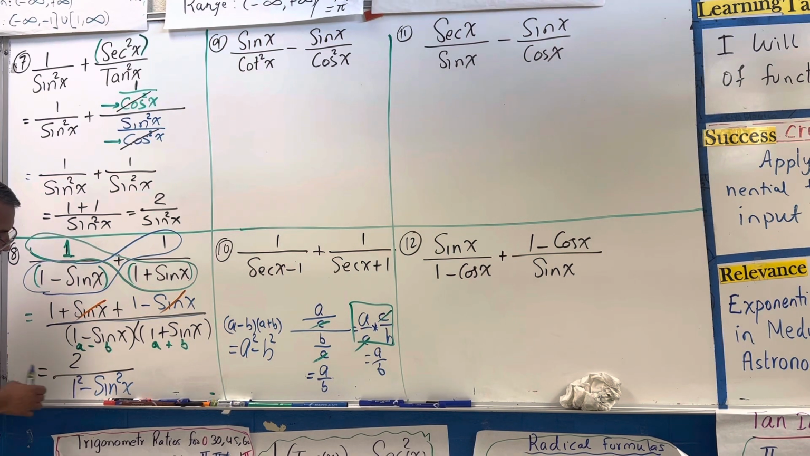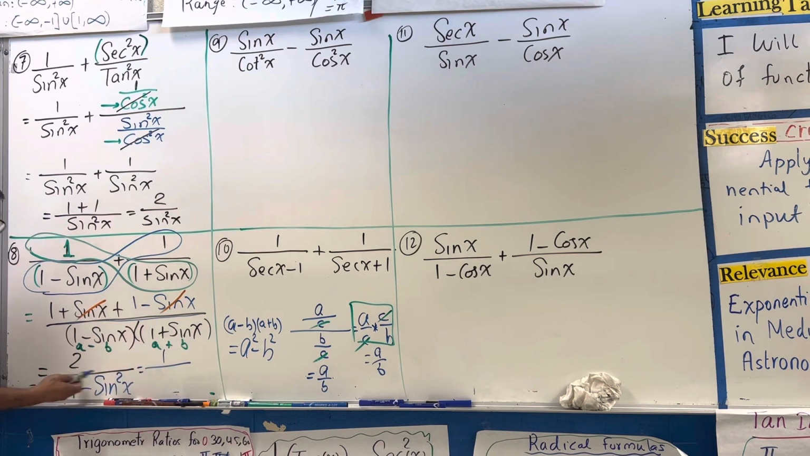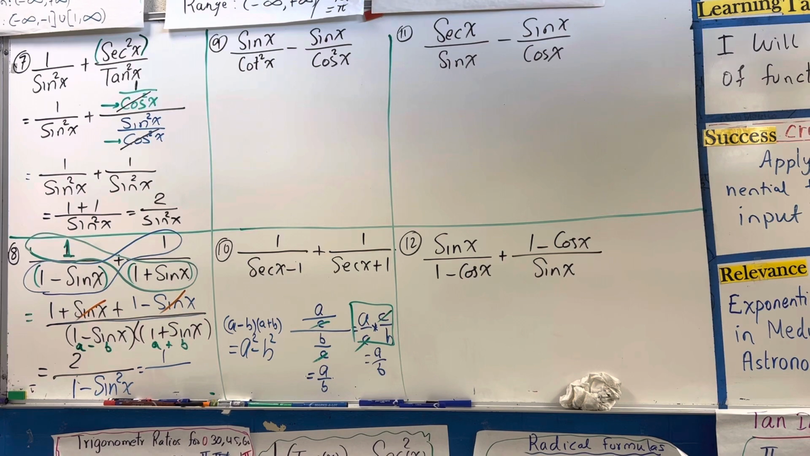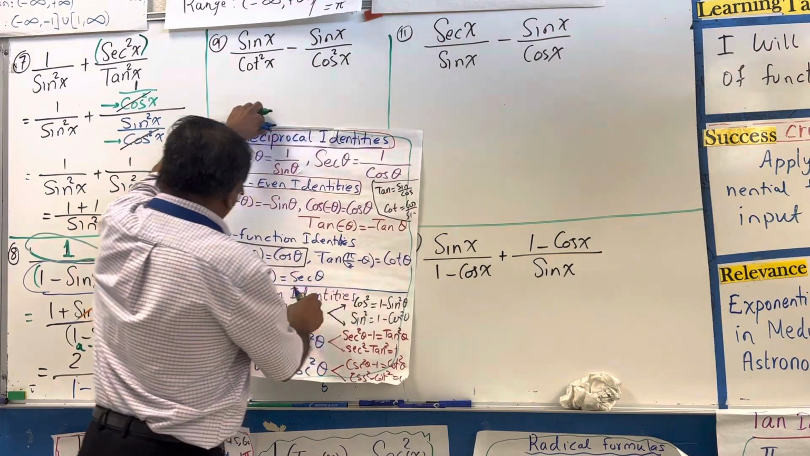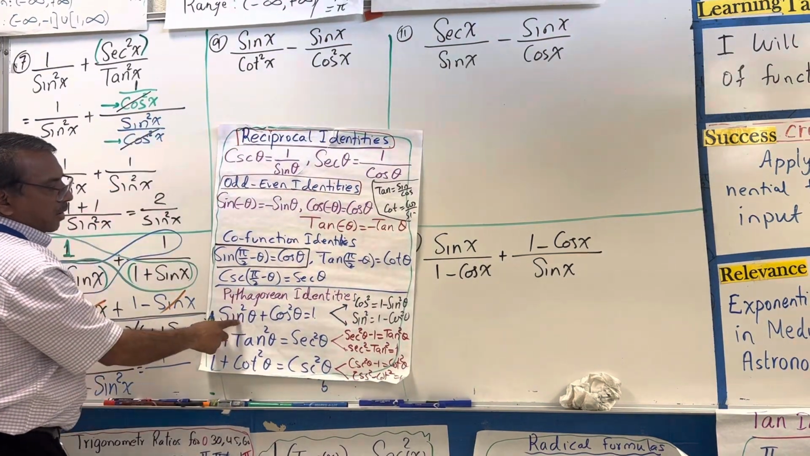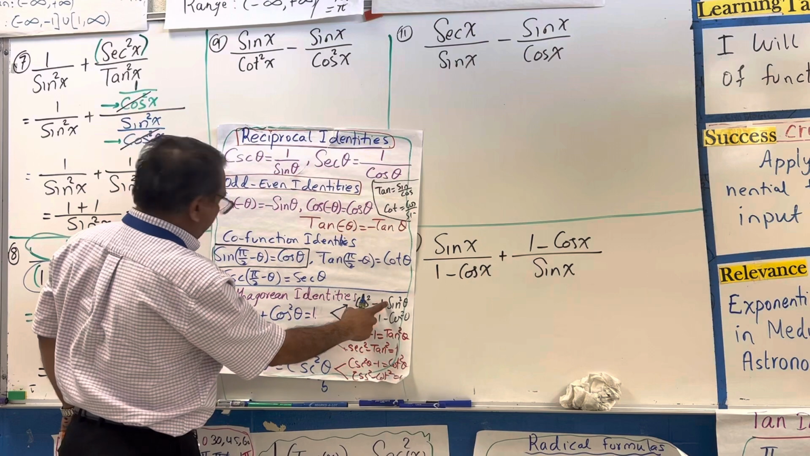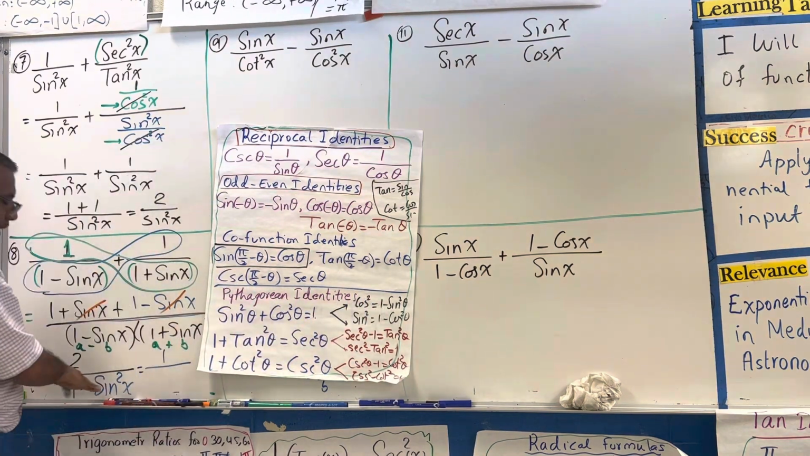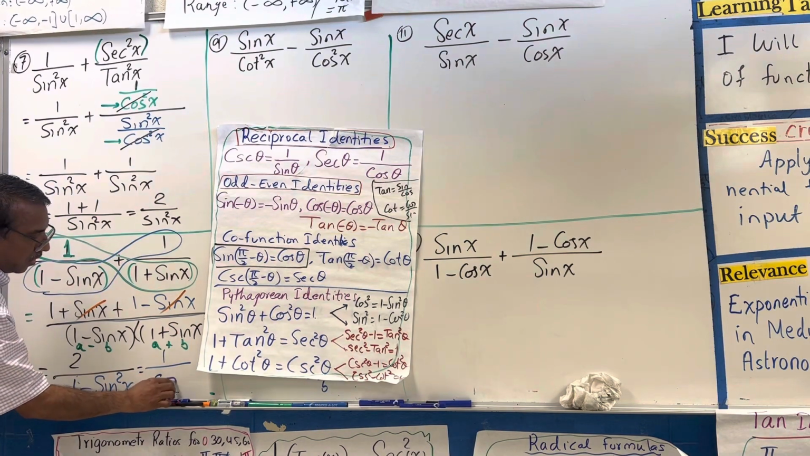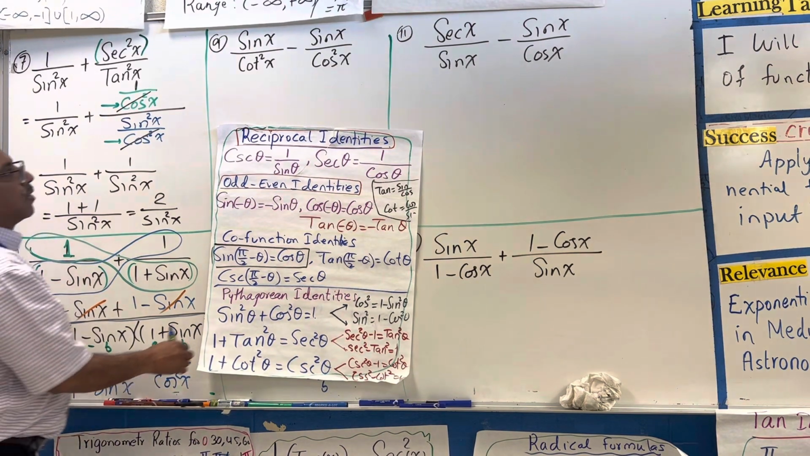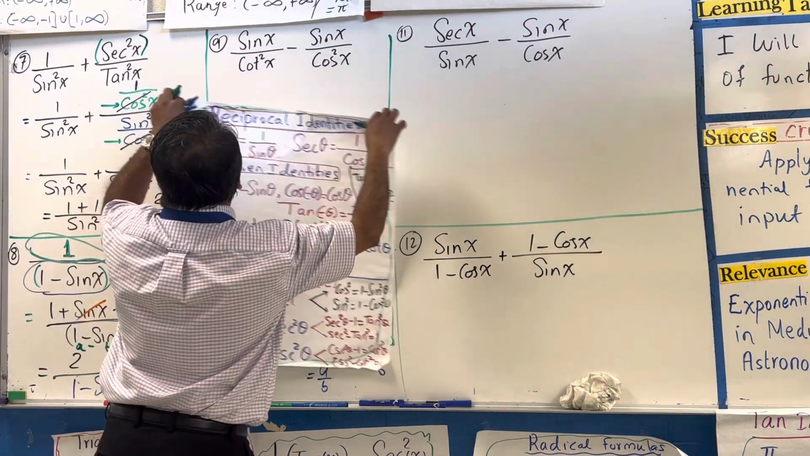But what is 1 minus sine square? 1 squared is 1, and 1 minus sine square by the Pythagorean formula: sine square plus cosine square is 1, so this time 1 minus sine square is cosine square of x. And this is how we are done with that.